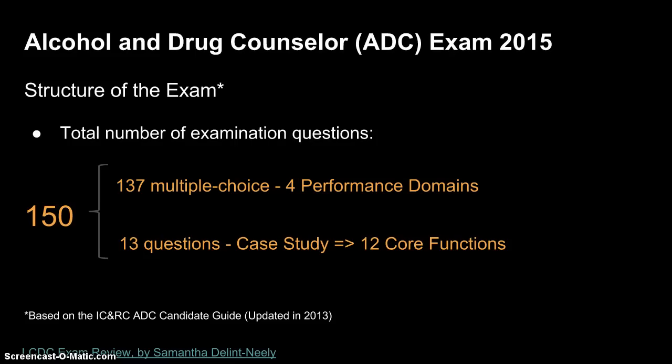For the 150 questions, you have 137 multiple choice questions covering the 4 performance domains. This is where the biggest change happened. In the previous exam, you had the 8 practice domains, and now they combined them into 4 performance domains. It's pretty much the same topics with the same skills and knowledge, but now it is covered as 4 performance domains. And I will talk about this in more detail later on in future presentations.